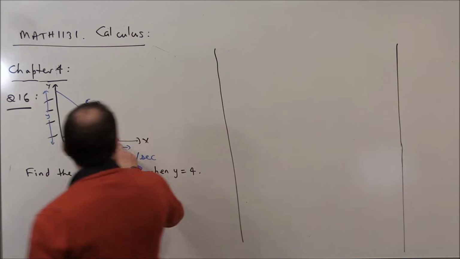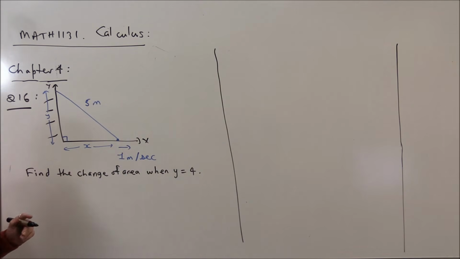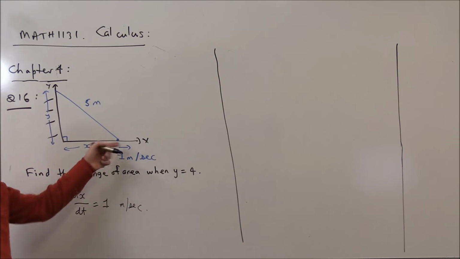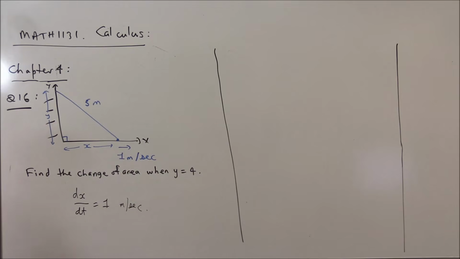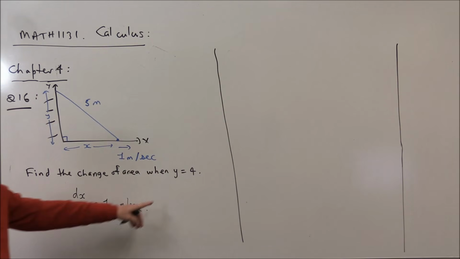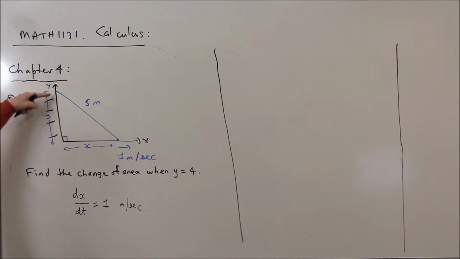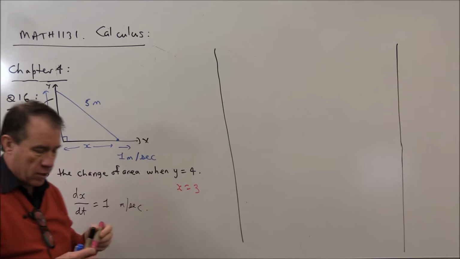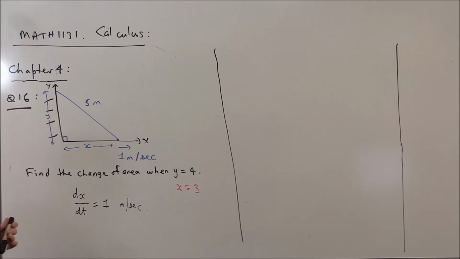So the fact that this point here is moving at 1 metre per second in that direction means that dx/dt is equal to 1 metre per second. That's what that information means. What else can I capture out of this? Well, when y is 4, then I would have 4, and I've got 5, and of course you know the famous 3, 4, 5 triangle. So by Pythagoras, I know that x is 3 there, so I'll just note that there.